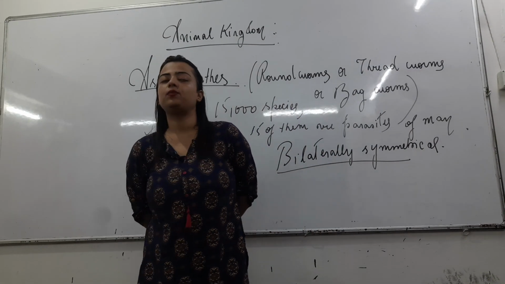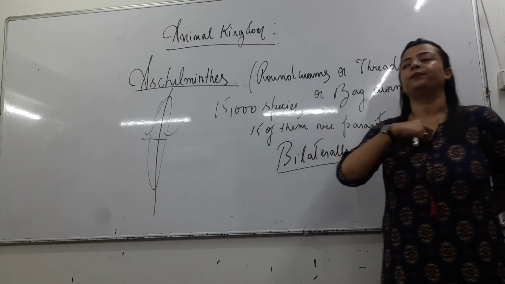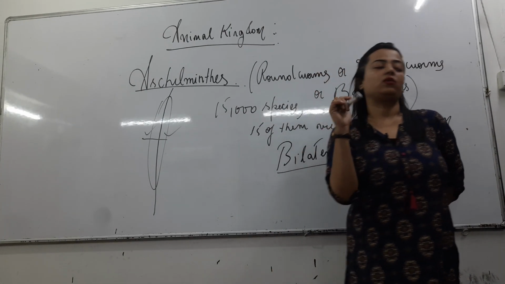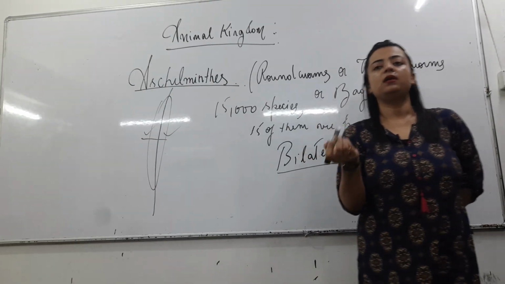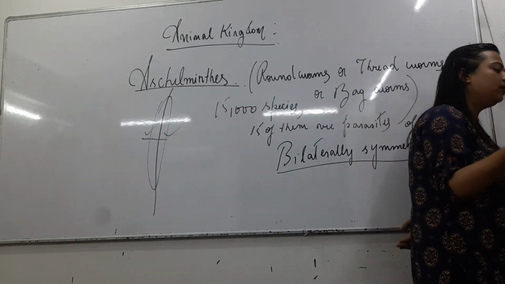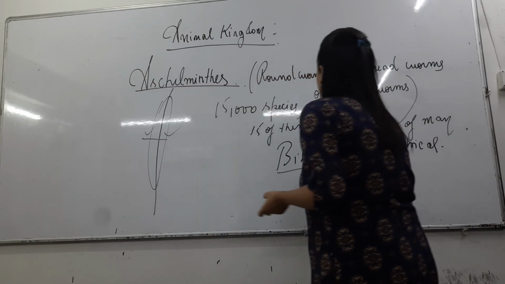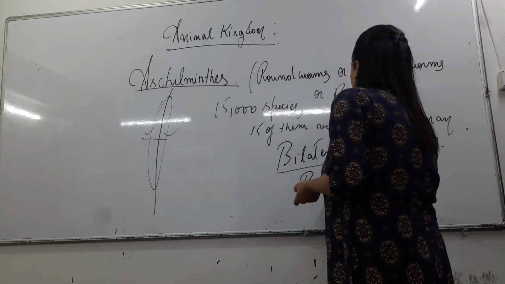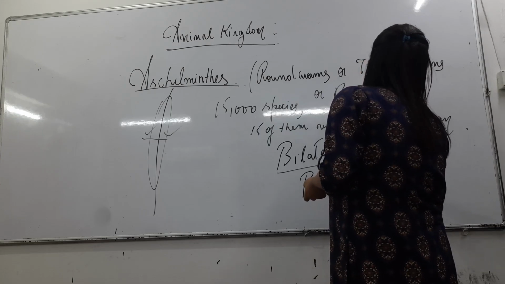Triploblastic, that means they have 3 germ layers: ectoderm, endoderm, and mesoderm. Okay, first of all, they have organ system level of organization, bilaterally symmetrical, triploblastic, pseudo-coelomate animals.